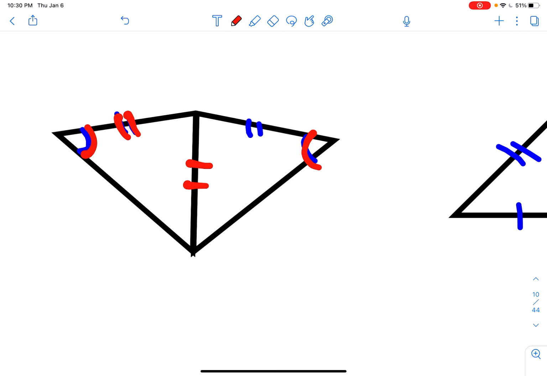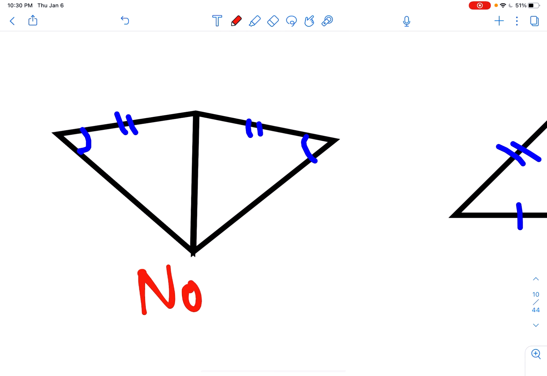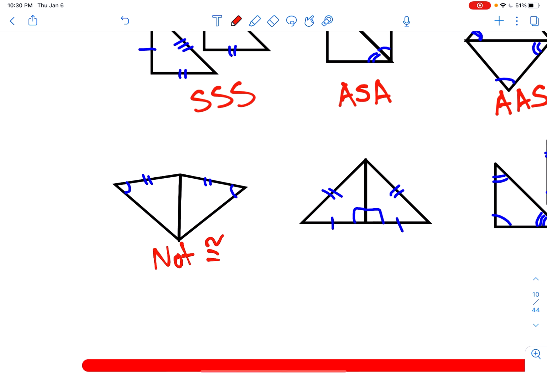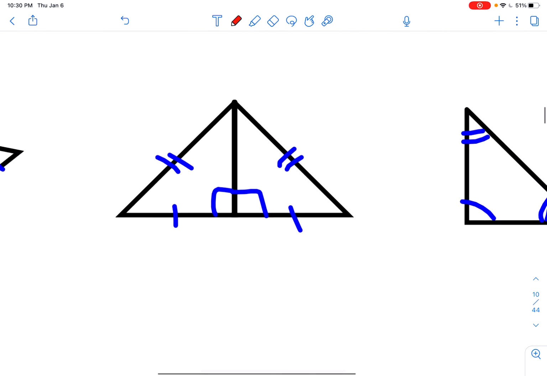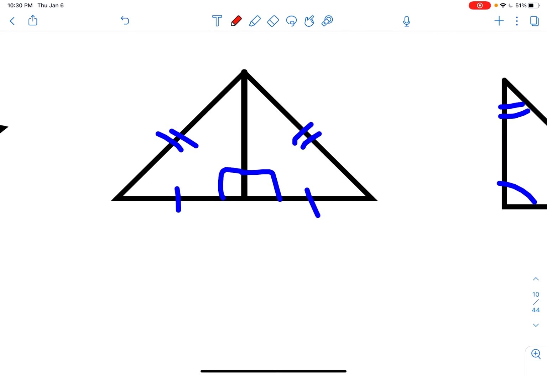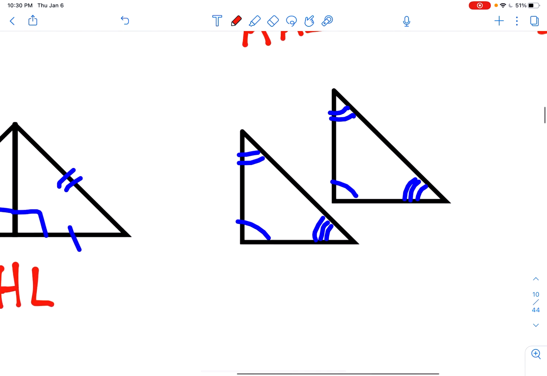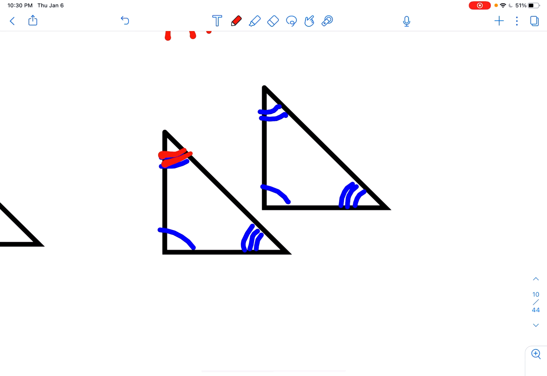Uh-oh, but we can't have angle, side, side. So these would be not congruent. And if they're not congruent, they're obviously not similar. These have a mark that tells me it's a 90-degree angle, so that means this is a hypotenuse and this is a leg. Hypotenuse, leg. So these are congruent by hypotenuse, leg. And then this, angle, angle, angle. Same thing for your angle, angle, angle.